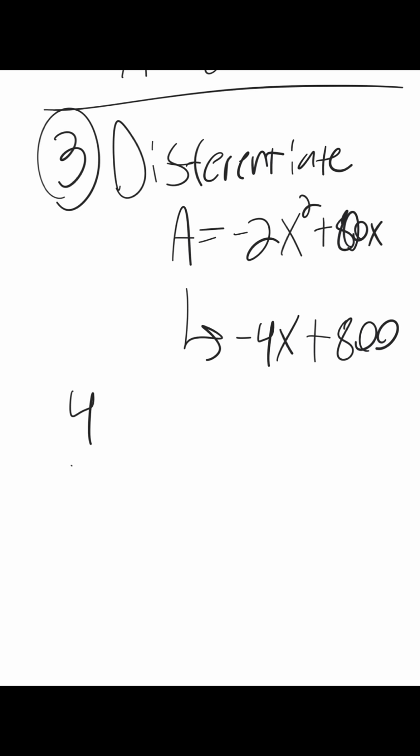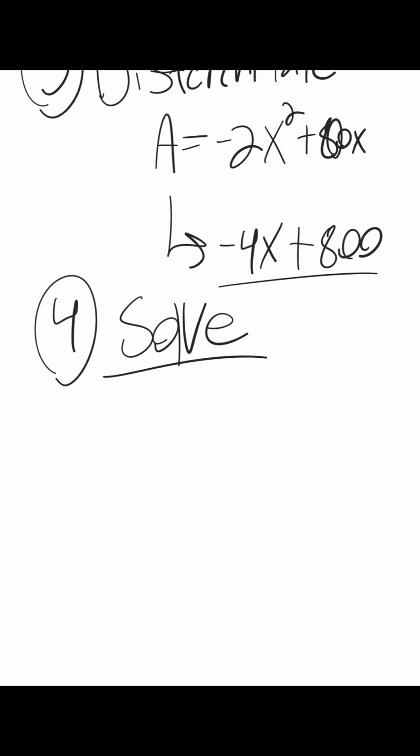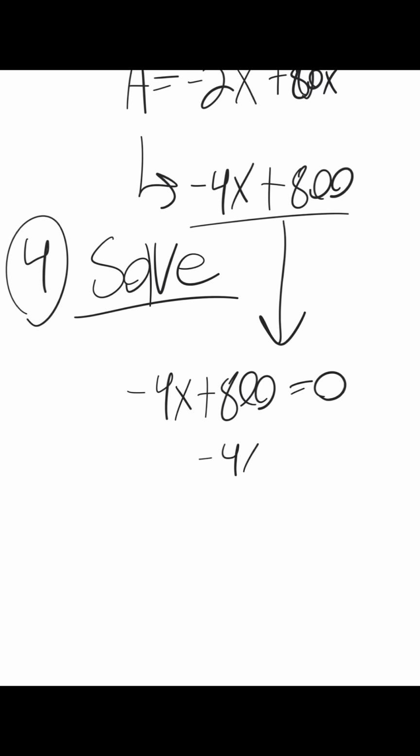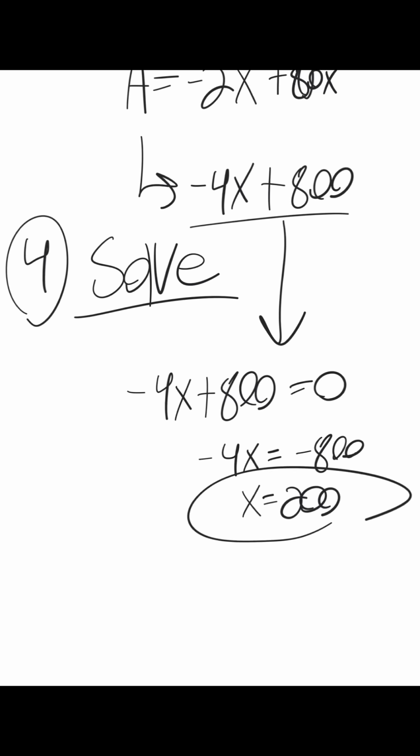Next thing we want to do is solve, step 4. And we solve this by setting the derivative of the area function, negative 4x plus 800, equal to 0. When you solve that, negative 4x equals negative 800, or x equals 200. And so that's one of the lengths.